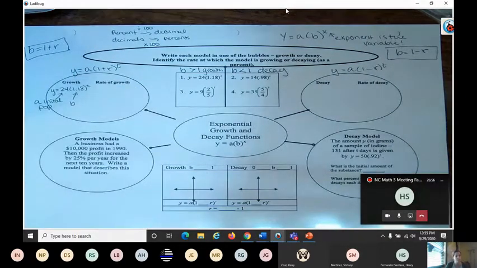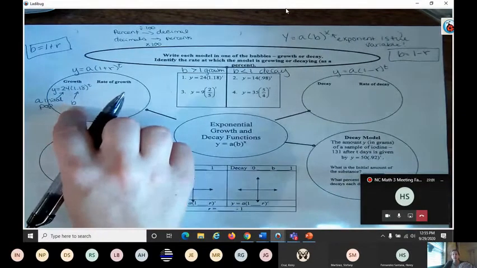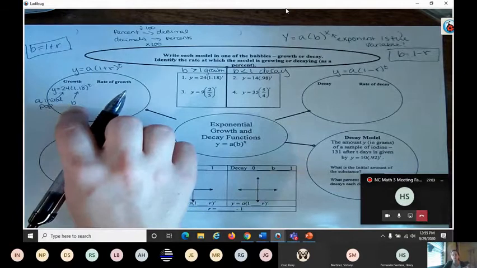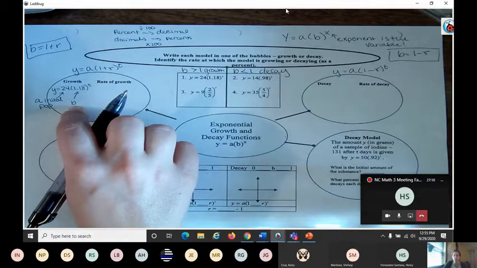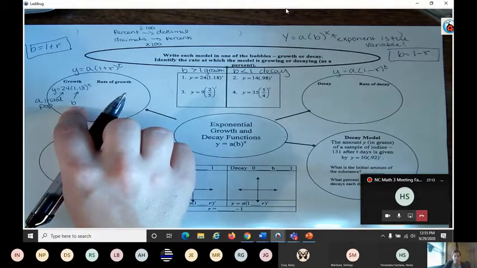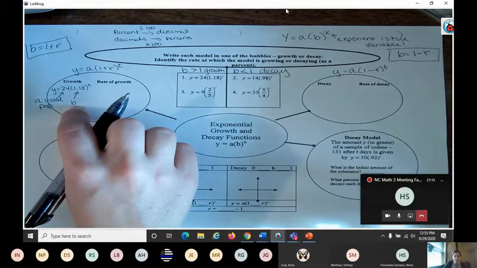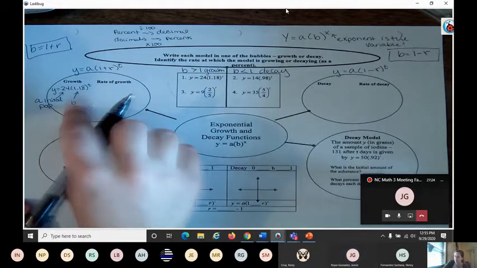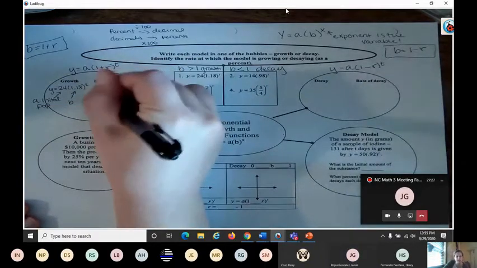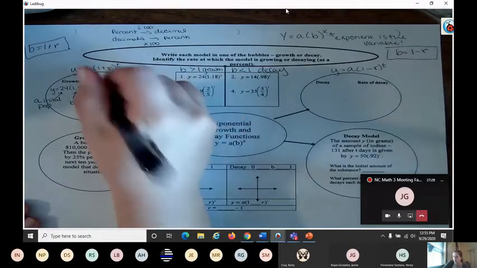Okay. Now notice, is our B bigger than 1 or smaller than 1 here? Jamie, is our B bigger than 1 or smaller than 1? Bigger. Good. And so now to find the actual rate of growth for this problem, we're looking for R.